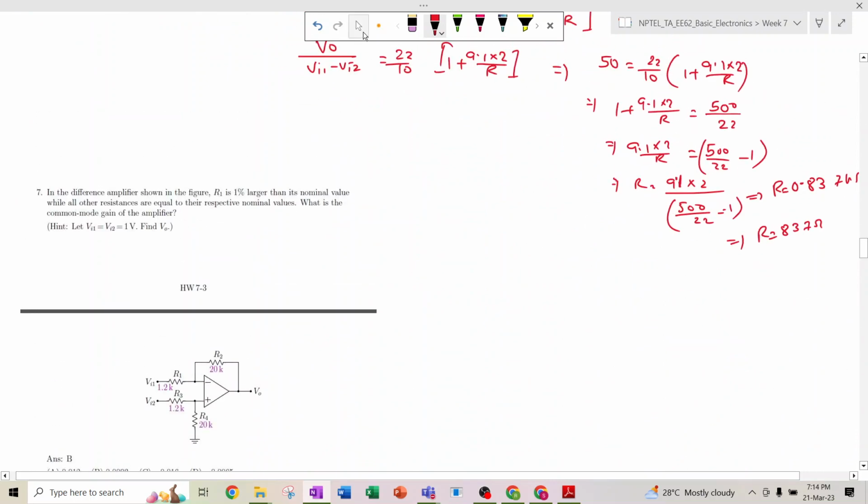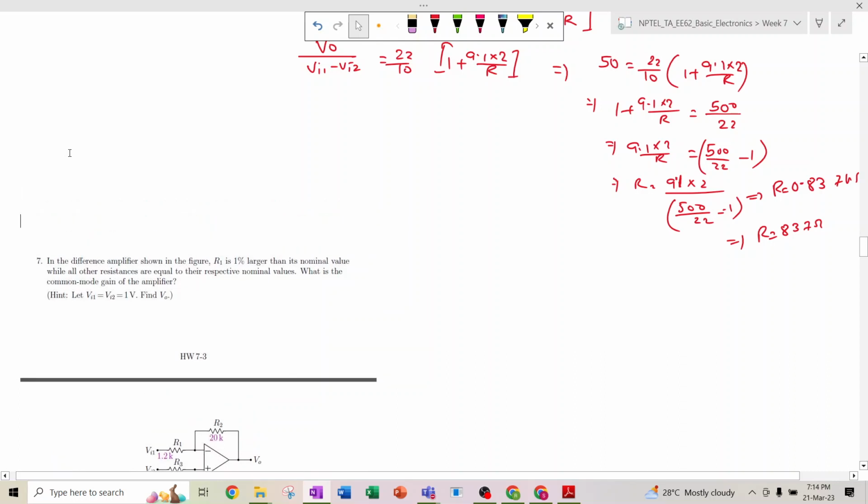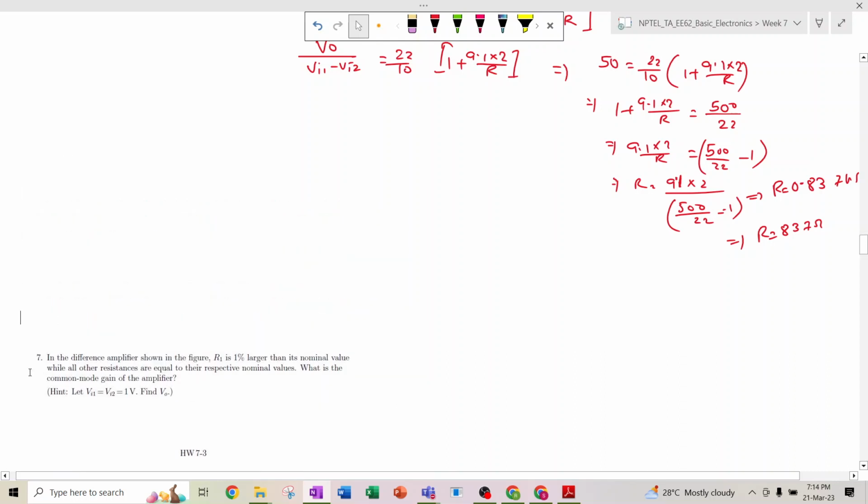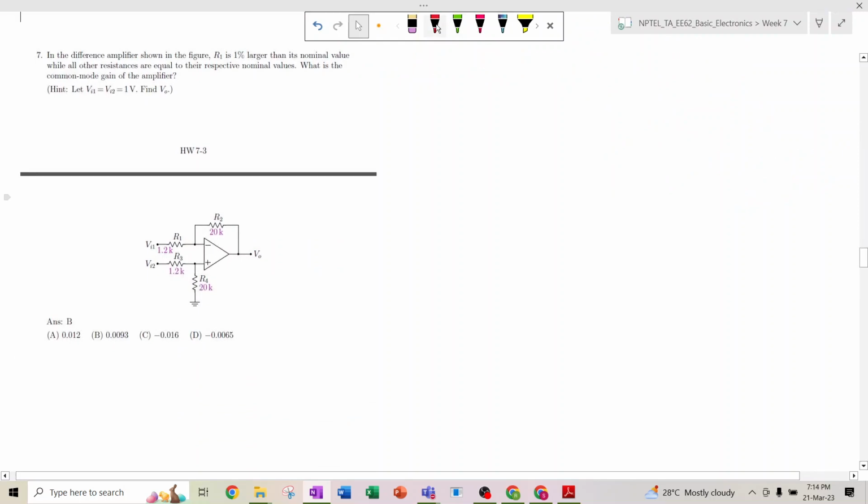Okay. So the next problem. In the difference amplifier shown in the figure, R1 is 1% larger than its nominal value, while the other resistances are equal to their respective nominal values. What is the common mode gain of the amplifier?